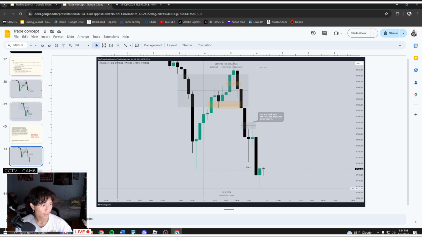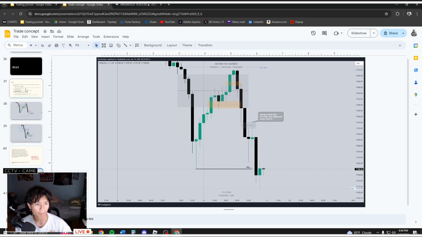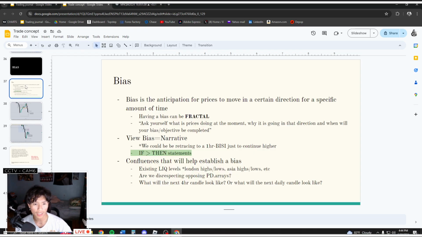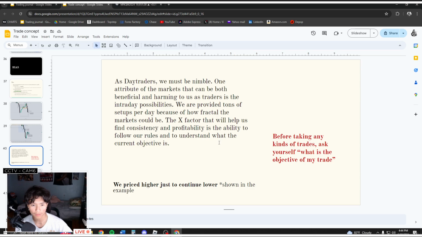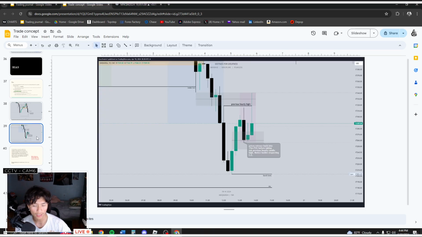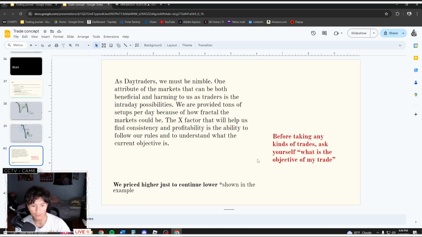But yeah, I think that's probably all I have for bias. Key points that I want to break down again is that bias is fractal. You have to understand what narrative is. Always have an objective for every trade, every entry. You must understand what your objective is.